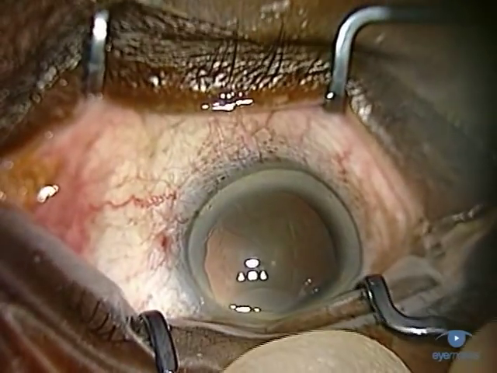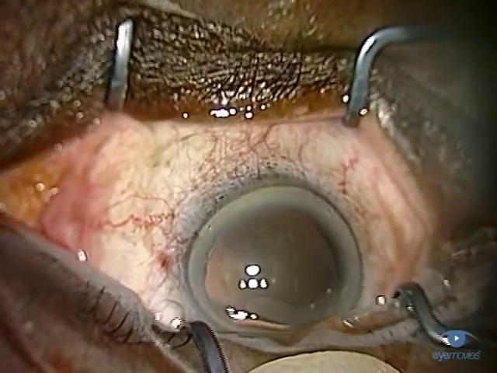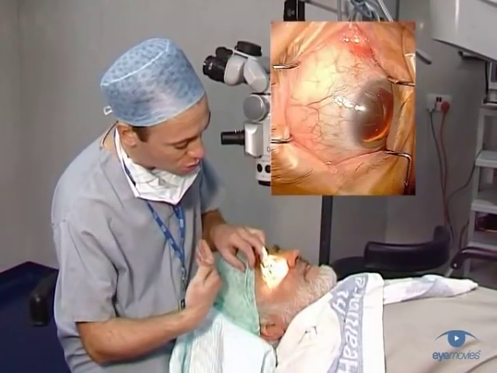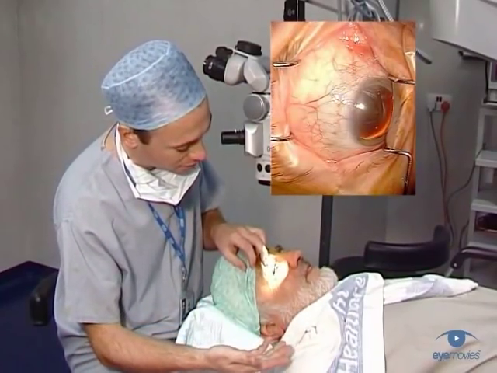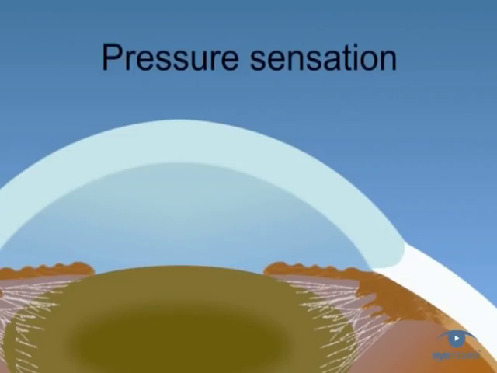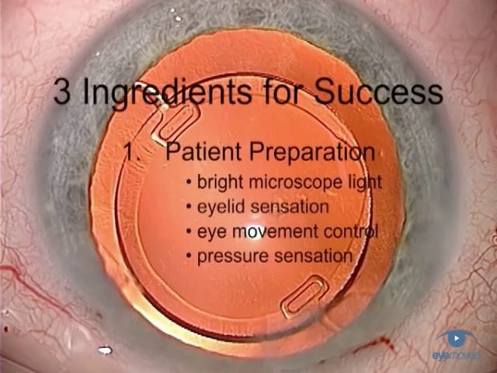Firstly, the microscope light will seem very bright to begin with, but generally doesn't cause any problems. Secondly, it's normal to feel sensations around the eyelids throughout the procedure. Thirdly, the surgeon will ask them during the operation to move their eyes and hold their gaze in certain directions, and it's helpful if they can do so. And lastly, it's normal to occasionally feel a sensation of pressure inside the eye during surgery. Patients are much more relaxed if they know what to expect, so forewarned is forearmed.